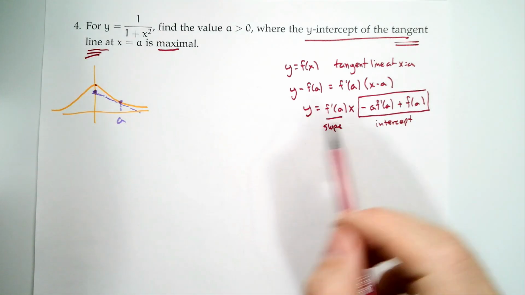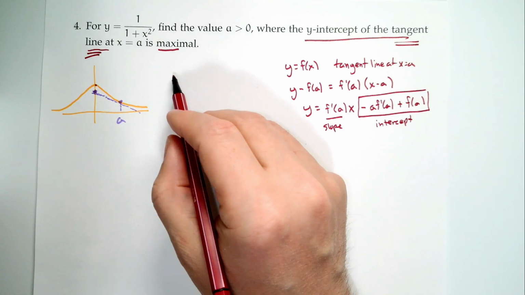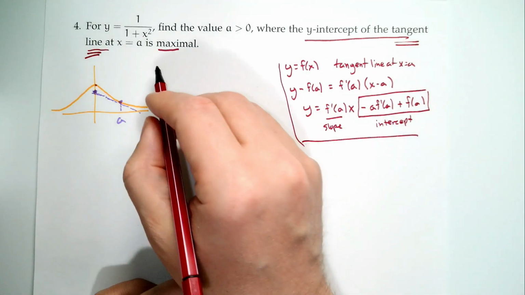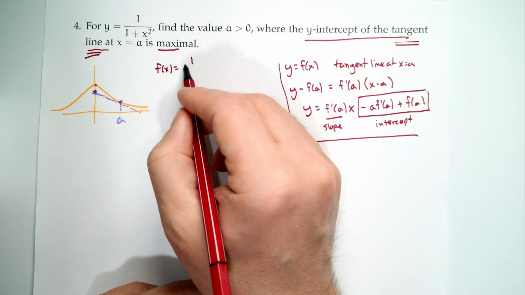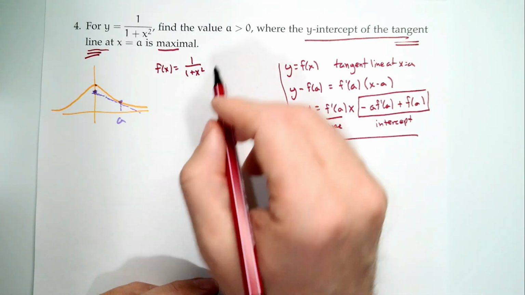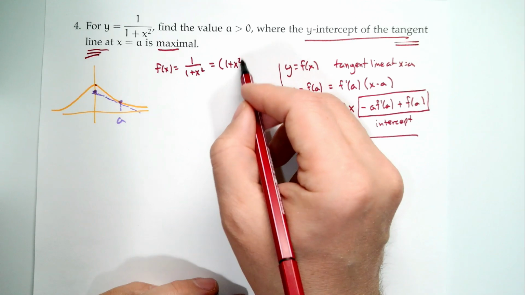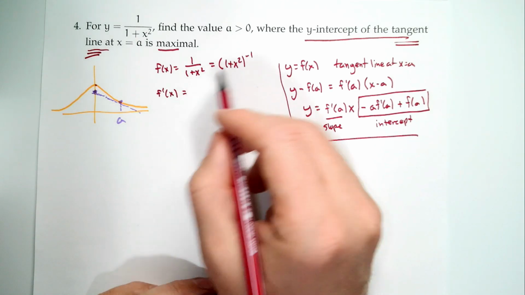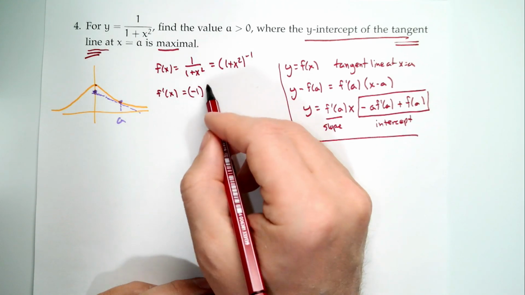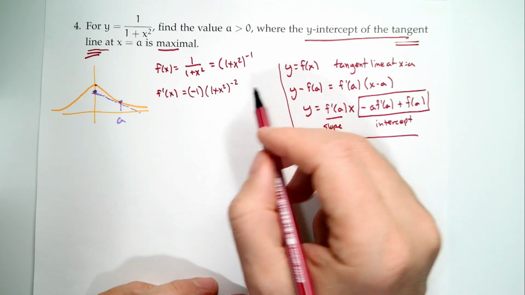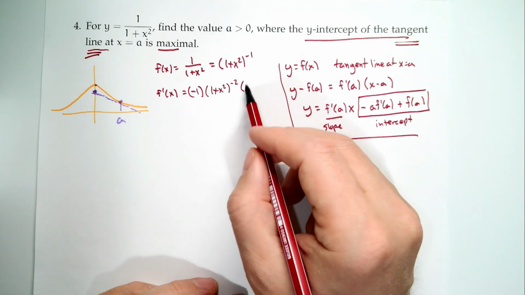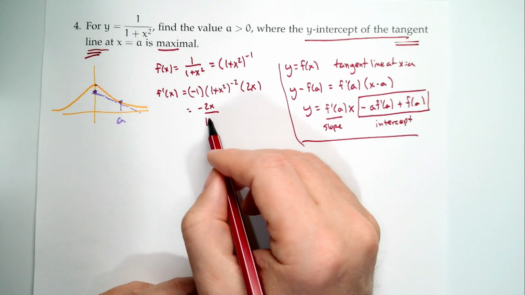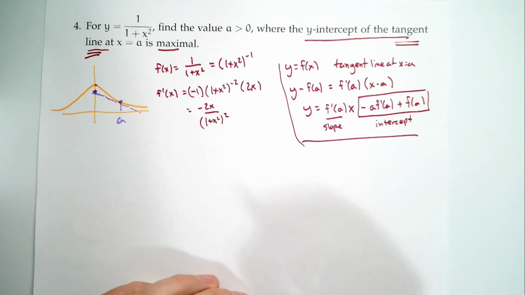So let's suppose we know our function right now. Our function here is 1 over 1 plus x squared. So we'll make this little side note here. f of x is 1 over 1 plus x squared, or we write that as (1 plus x squared) to the minus 1. What's f prime of x? Well, minus 1 comes down, (1 plus x squared) to the minus 2, and then we multiply that by the derivative of the inside, which is 2x. Or you could write that as minus 2x over (1 plus x squared) squared.